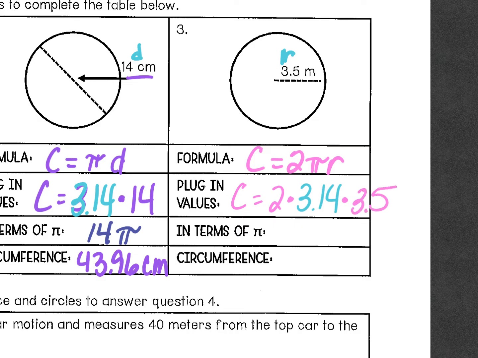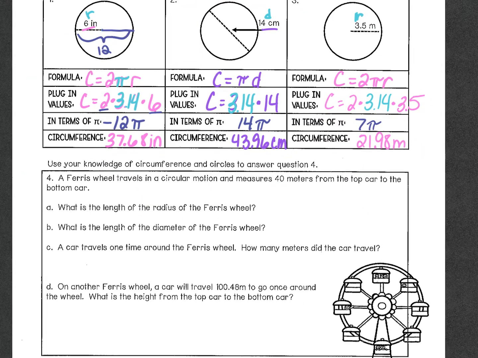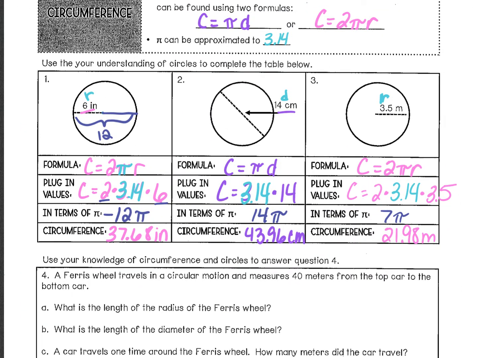And if I want it in terms of pi, I'm going to take 2 times 3.5, which is 7, and this becomes 7 pi. You just throw the pi in there. But now if I'm looking for an answer here, I'm going to do 2 times 3.14 times 3.5, and that becomes 21.98, and then this is meters. Okay, so there you have it. That is finding circumference using the radius or diameter.